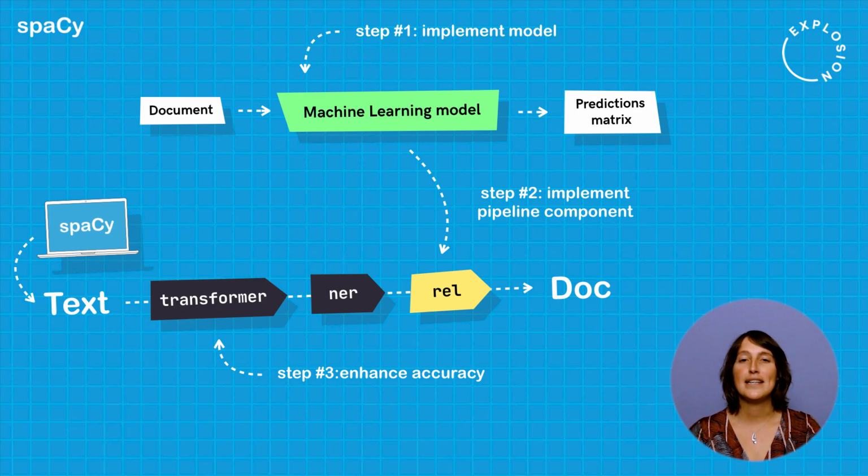Once we're done with the basic implementation, we'll have a look at how to further enhance accuracy by using a pre-trained transformer from the Hugging Face library. An overview of the different sections is posted as part of this video's description, so feel free to skip ahead if you're only interested in some of them.